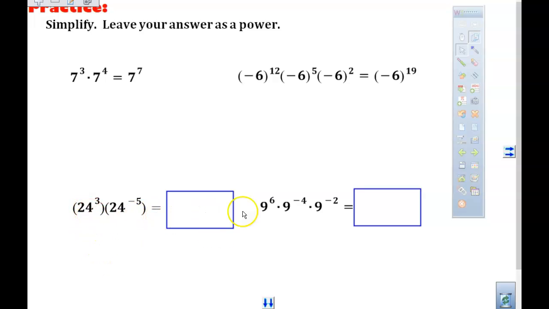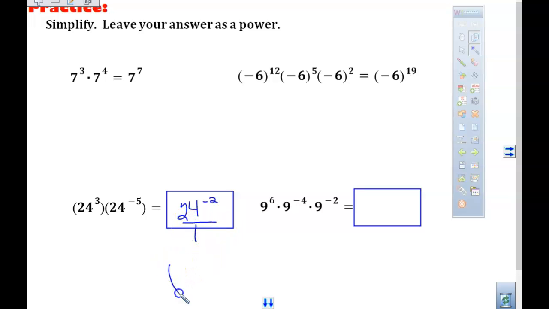When I look at this one, so when I look at 24 to the 3rd and 24 to the negative 5. Autumn, what did you guys get? 24 to the negative 7. Okay, I'm going to leave this. How many of you had that answer? Awesome. But I can't have a negative exponent. So my final answer, I'm going to put this over 1.